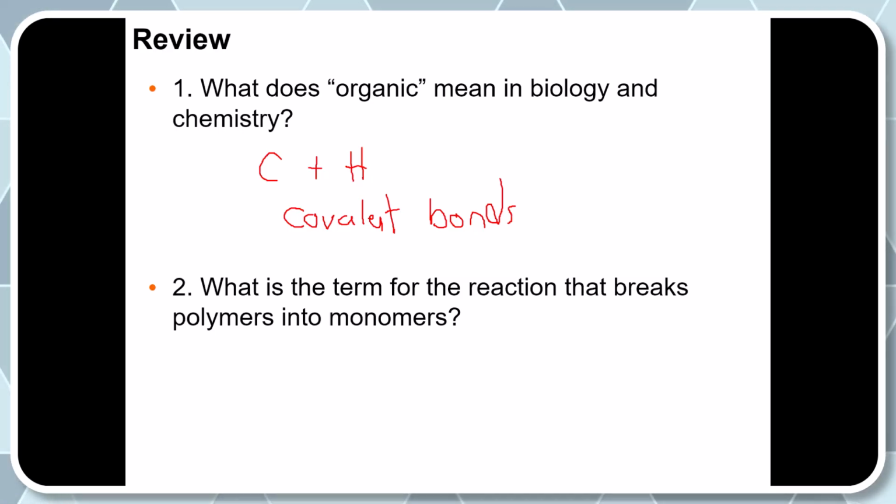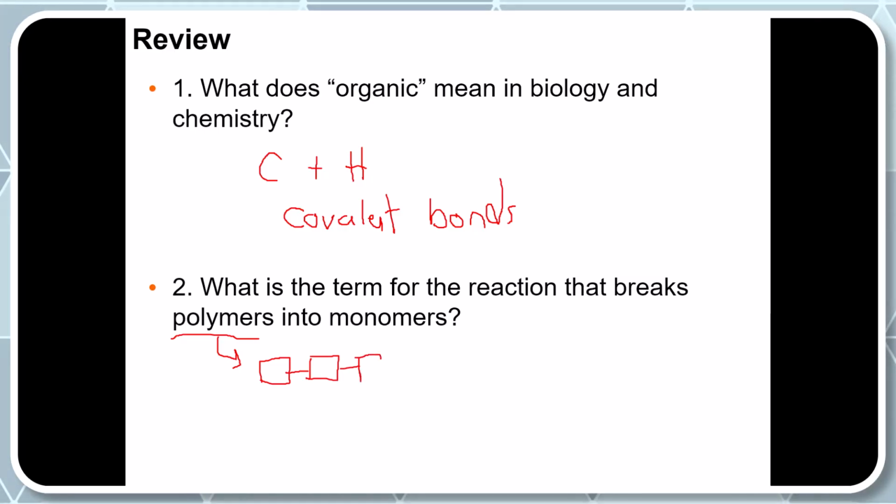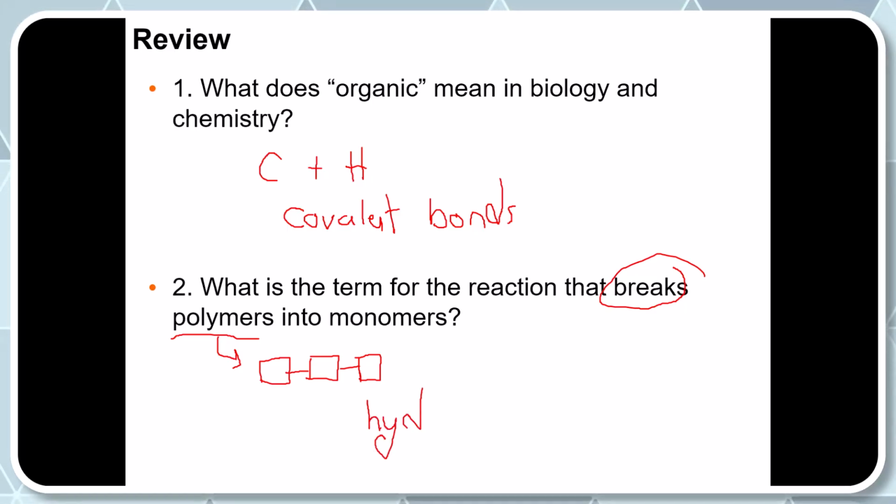So what's the term for the reaction that breaks polymers into monomers? So what's a polymer again? The polymer is made up of many monomers. So if each of these blocks is a monomer, right? The polymer is many monomers, and we're looking for the thing that breaks that down. So to break down the polymer, we have to use a hydrolysis reaction. Hydro means water. What's lysis mean?